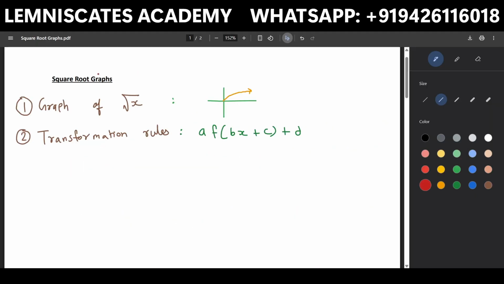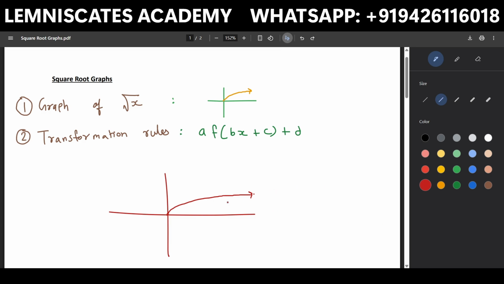For square root functions, I have rarely seen this kind of question pop up in your AS level examinations to find the range. But because square root graphs are indeed part of your syllabus, you should be aware of how to find the range of square root functions. For that, the first thing you require is to know how the square root of x graph looks. It always starts from the origin and then keeps on increasing like this, going upwards as the x value increases. So that is the shape of the graph.